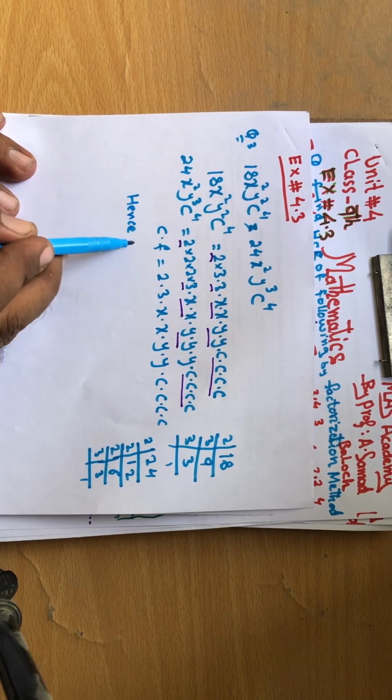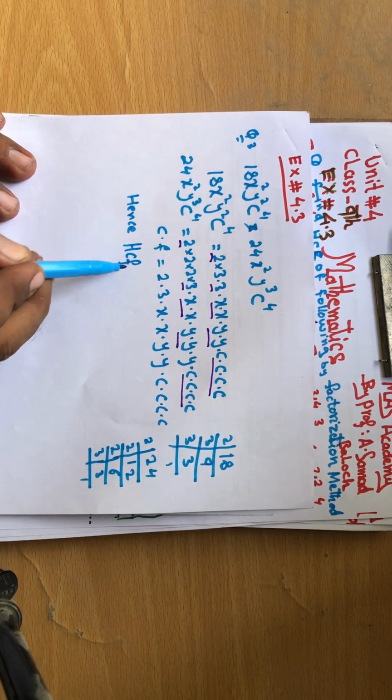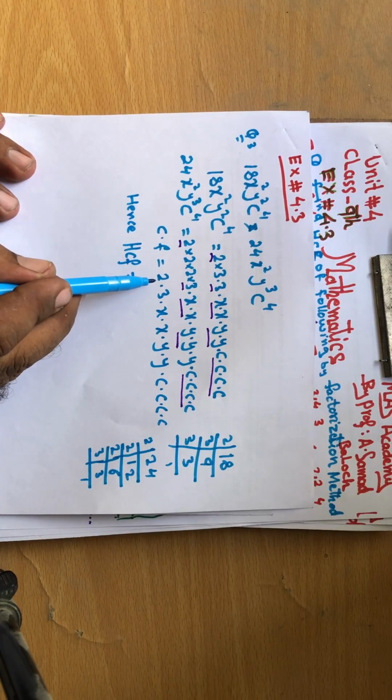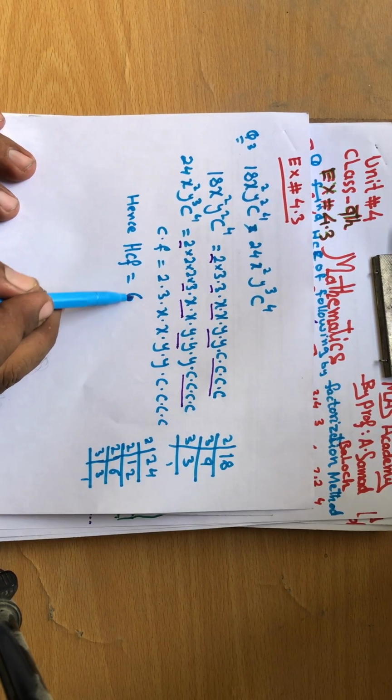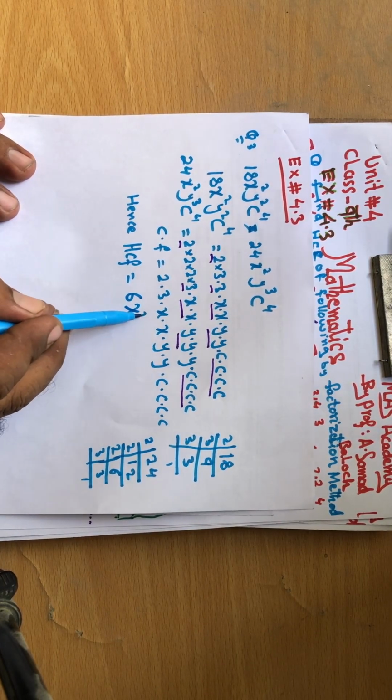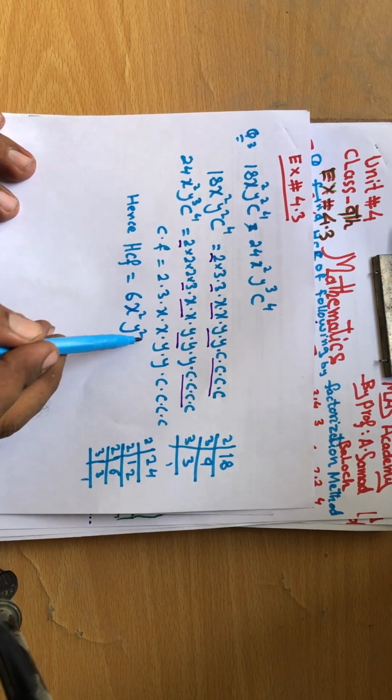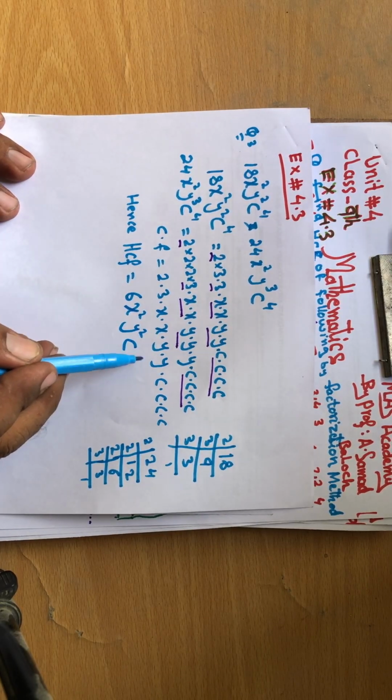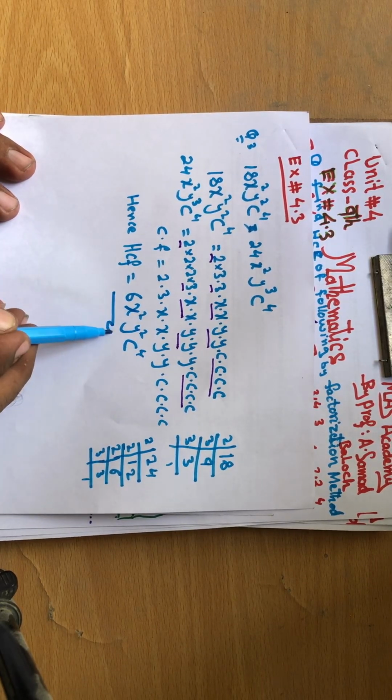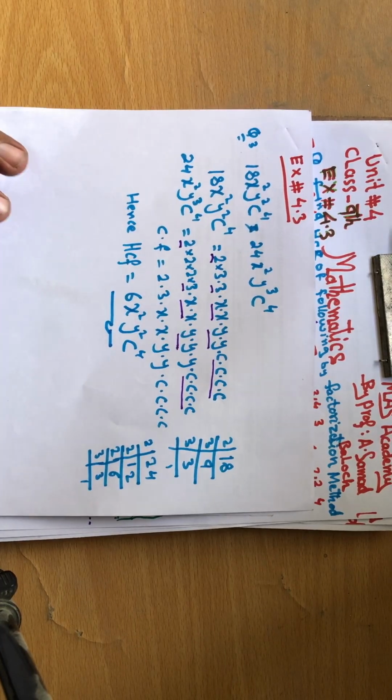Hence for the HCF, we will be multiplying these common factors, then we will get the HCF. 2 multiplied by 3 we know 6 comes, x square, and y square, and c comes 4 times. So this is the question, it is over.